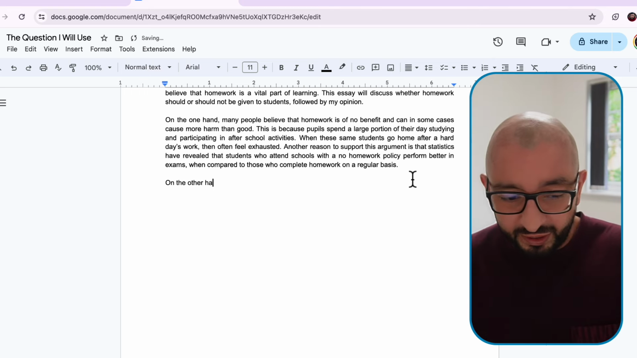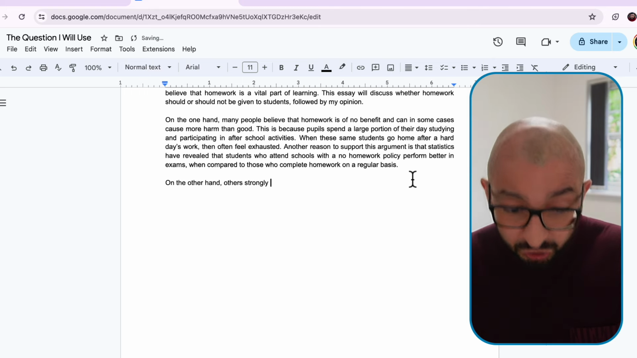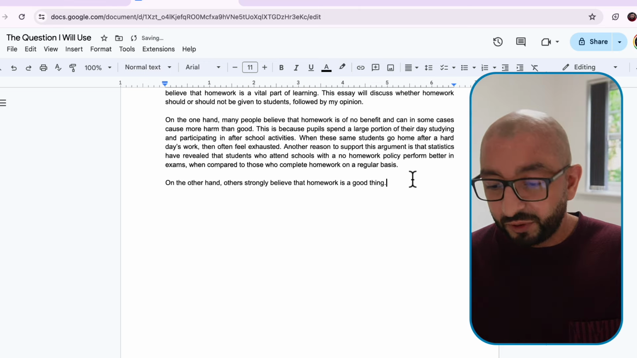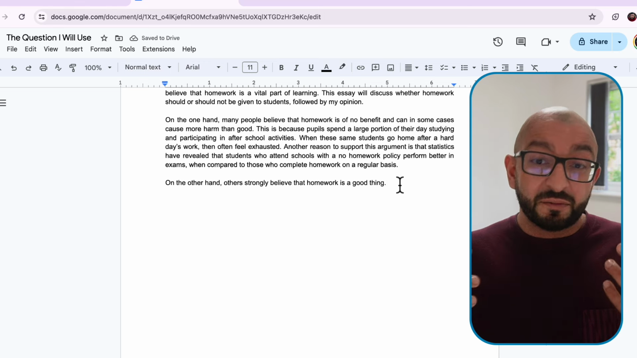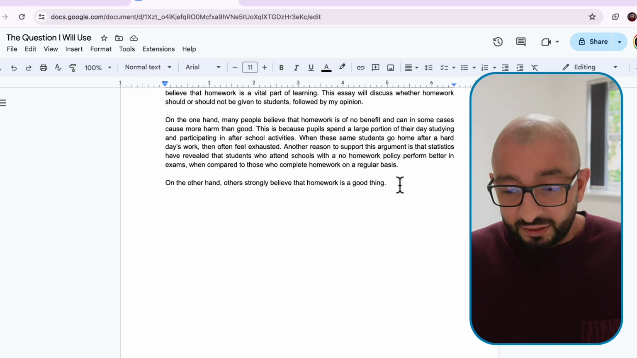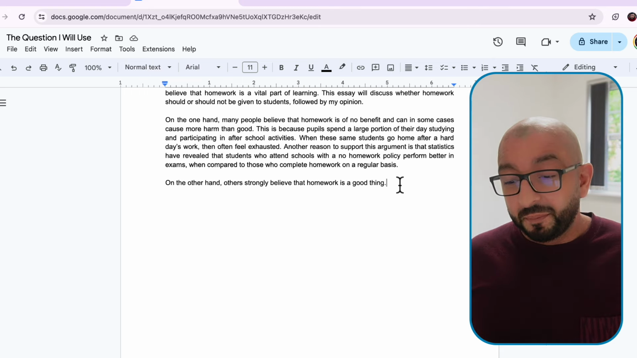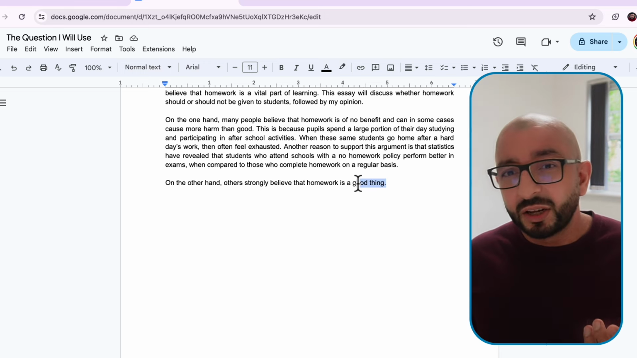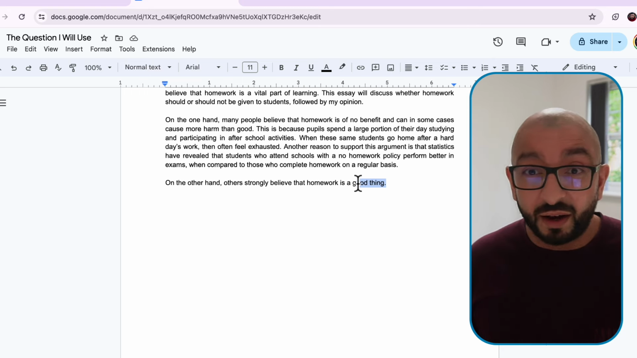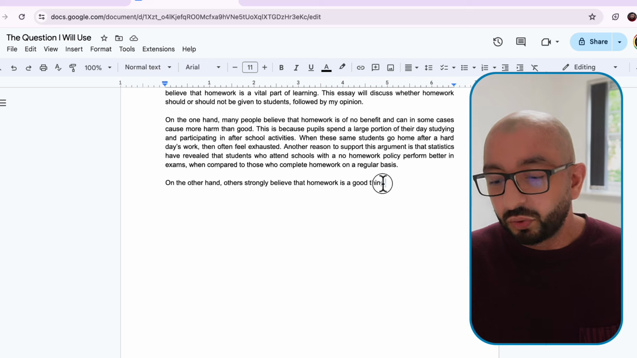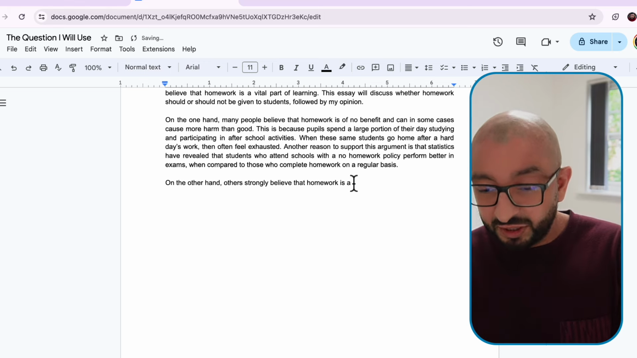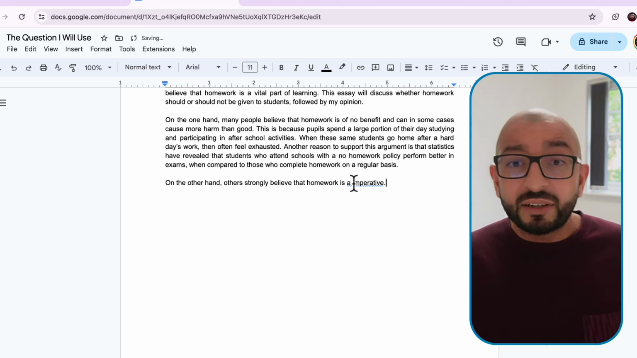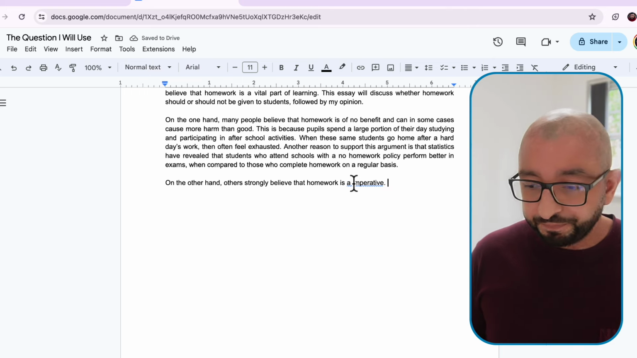On the other hand, others strongly believe that homework is a good thing. Okay. So we've introduced the other side of the argument. One thing here though, right, is the word good is a very basic term. We want those high marks. We're not aiming for band 4s or 5s. We're aiming for 7+. So I'm going to replace good thing with the term, on the other hand, others strongly believe that homework is imperative. Imperative just means very, very important, okay?